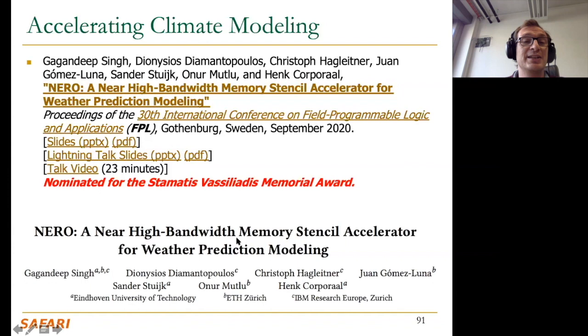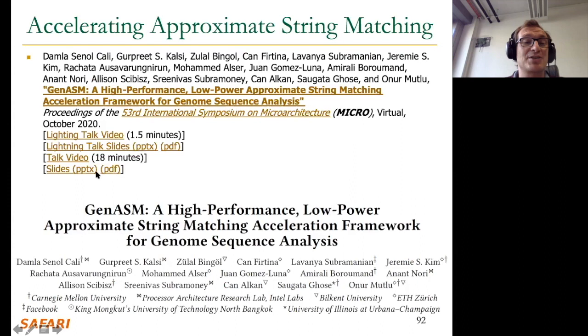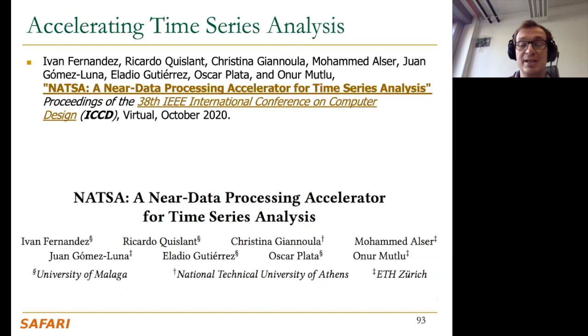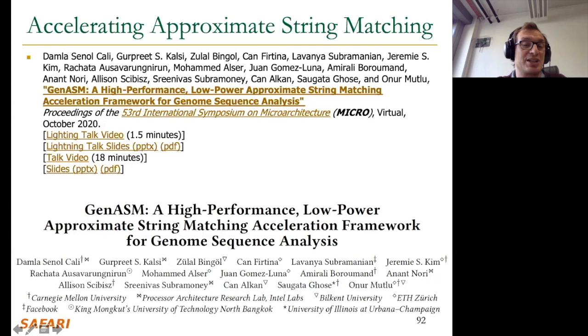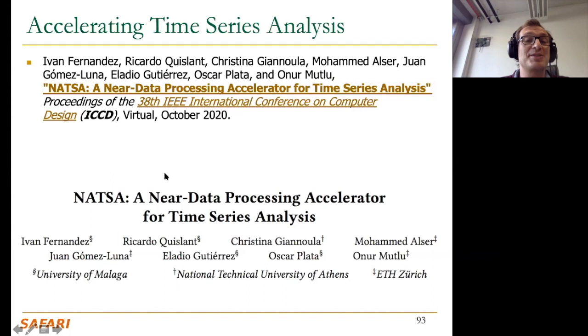Accelerating approximate string matching. We talked about this when we discuss genome analysis. Next week, we will talk about this even more because there's a lot of interesting things that go into it. There's also a lot of potential for future work and ideas in this direction, as I mentioned. Clearly approximate string matching is another thing that could be accelerated in the logic layer of 3D stack memories. In fact, the complete accelerator is in the logic layer. And then accelerating time series analysis is also important. It's used in many applications, from medicine to science to astronomy, and how you do it efficiently becomes important because there's a lot of data associated with it.